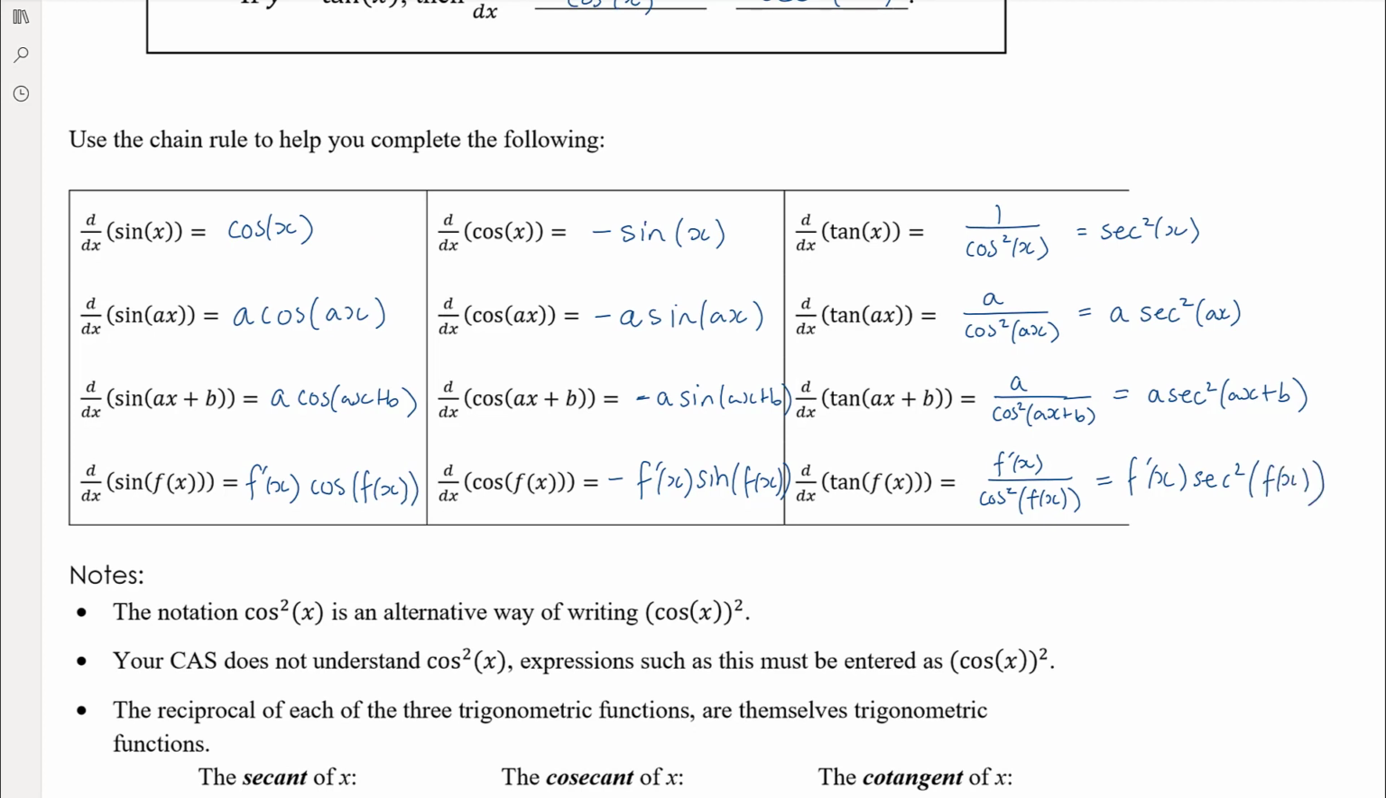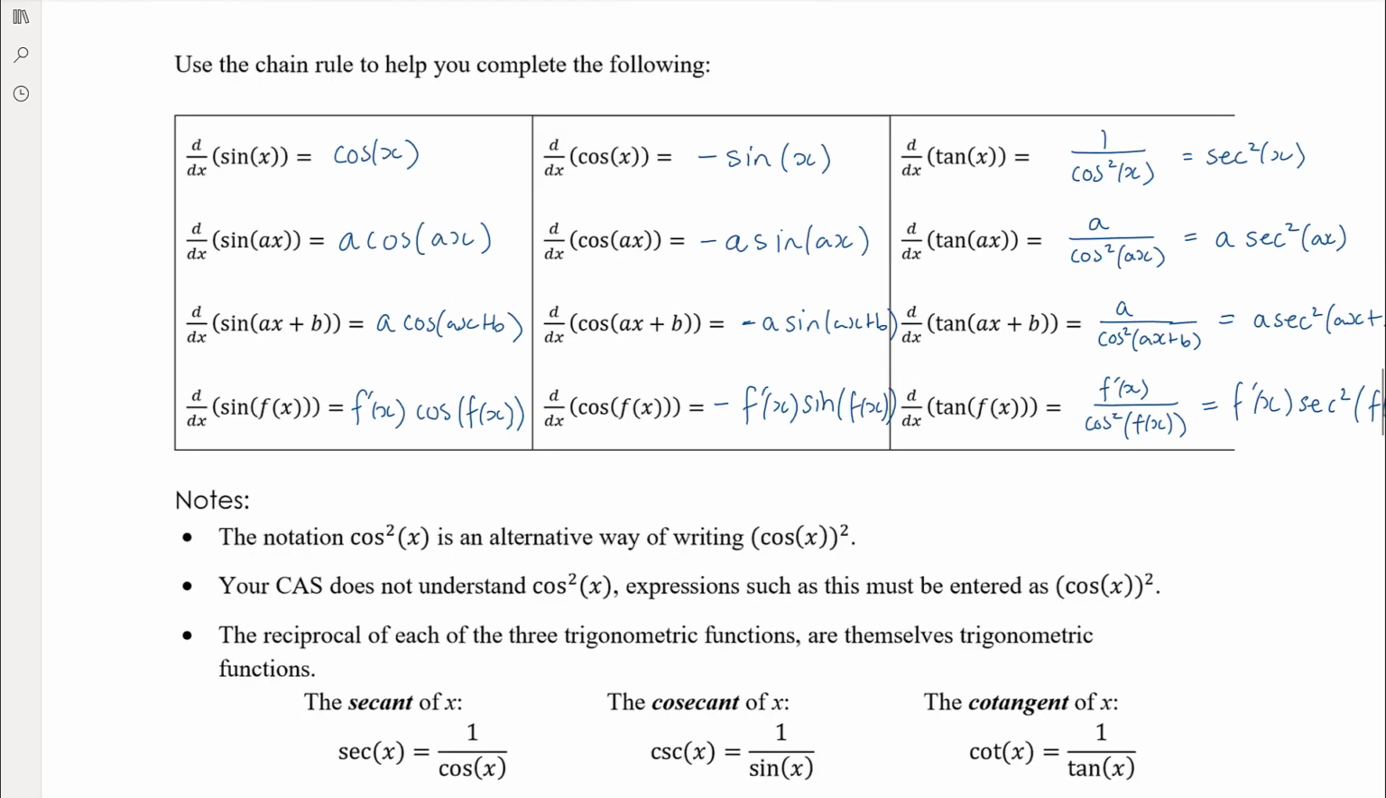Okay, so there's your summary, but I don't want you to feel that you need to be remembering 12 different rules here. You've got your 3 basic rules. What is the derivative of sine? What is the derivative of cos? What is the derivative of tan? And the others are all just applying the chain rule. So you can just think through the chain rule each time.